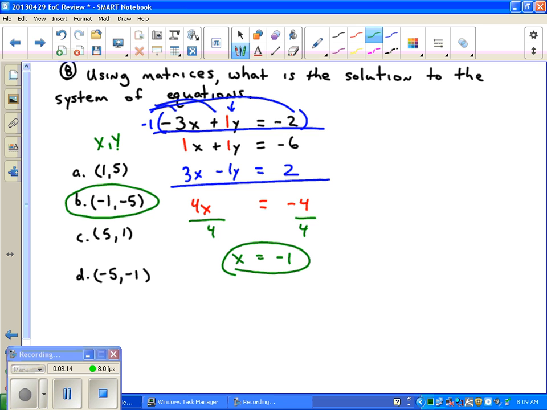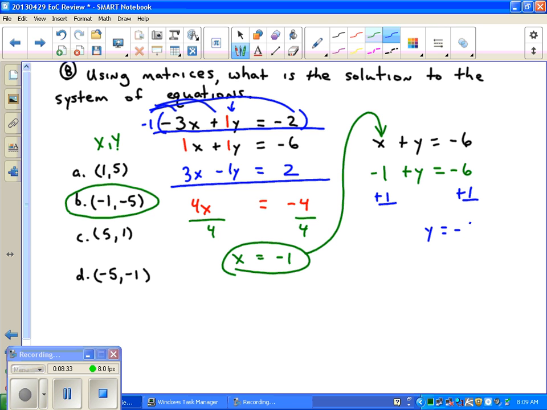Plug in x's value into one of the simpler equations. This looks like the easier one right here. x plus y equals -6. And just take that value, -1, and drop it right there. So -1 plus y equals -6. Get rid of -1 by adding it. Make sure you do it to the other side to balance it. And y equals -5. Now you have x comma y, or -1 comma -5, which again is B.